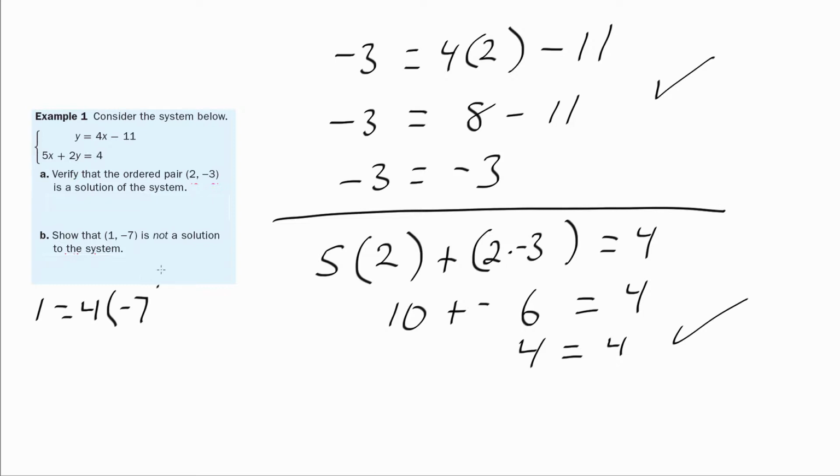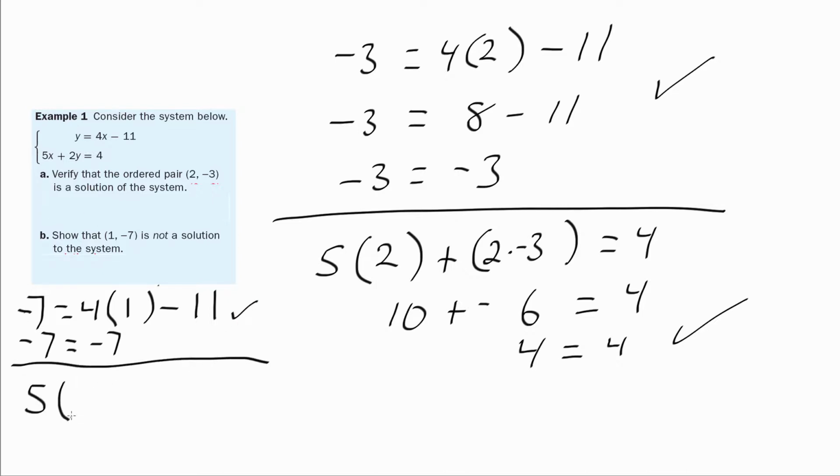Whoops, I got that backwards. Let me fix that. A negative 7 equals 4 times 1 minus 11. And that says that a negative 7 equals a negative 7. So that checked for our upper one. It checked. Let's go to the next.